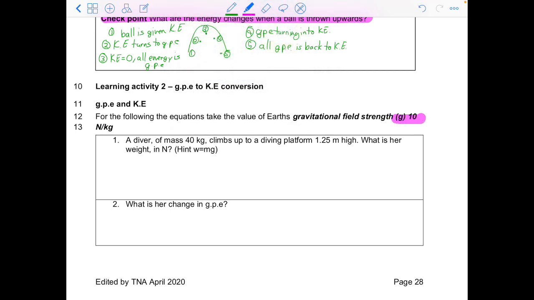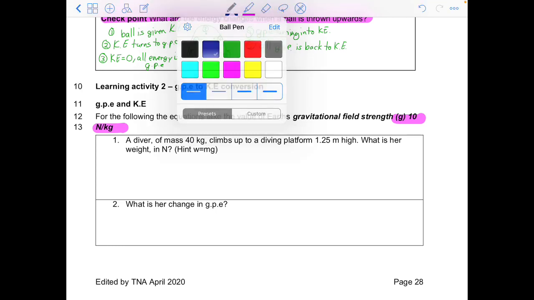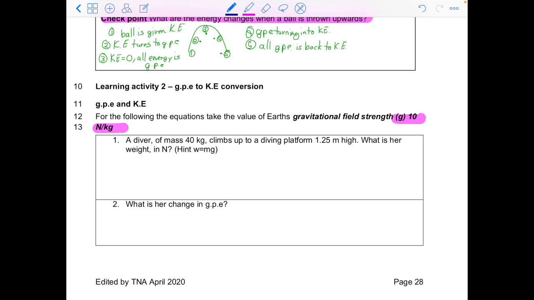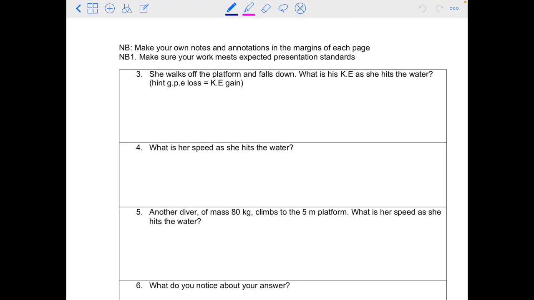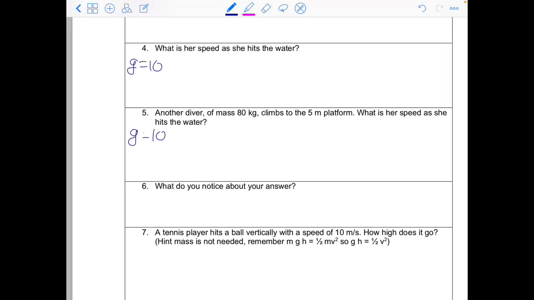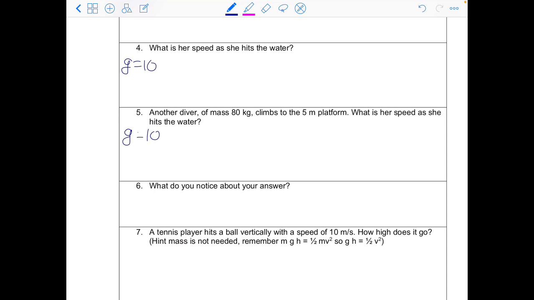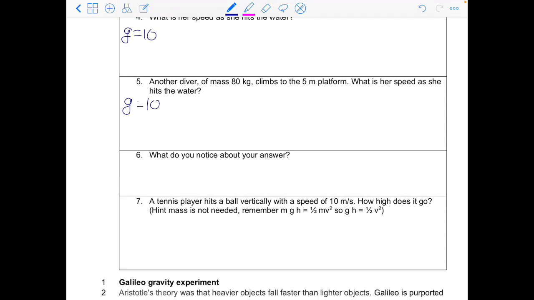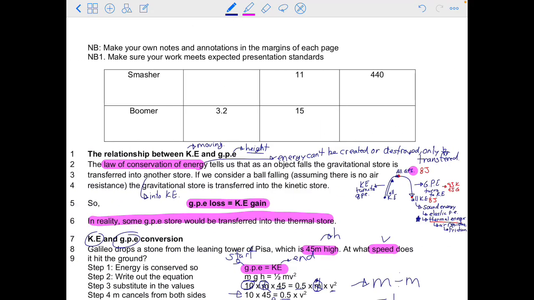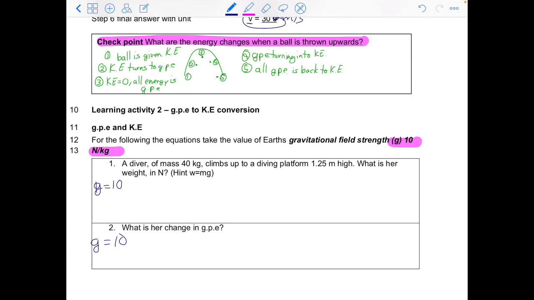Earth's gravitational field strength, G, is 10 newtons per kilogram. So that's something we know. So that's something we need to write down for every one of these questions. So G is equal to 10. So we've written that down.